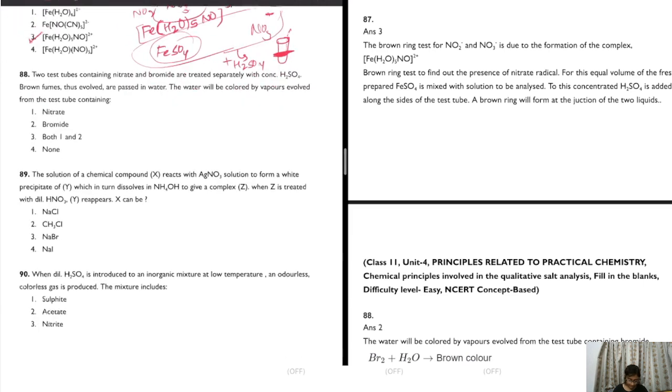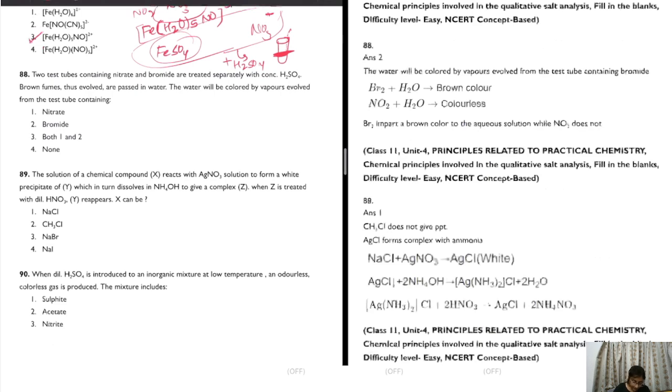Now let's see the next question. Two test tubes containing nitrate and bromide are treated separately with concentrated H2SO4. Now brown fumes thus evolved are passed in water. The water will be colored by vapors evolving from the test tube. See, what is done is that we had two test tubes and we added H2SO4 to them. And then this was passed in water and we got brown fumes. And we have to tell of which compound it is.